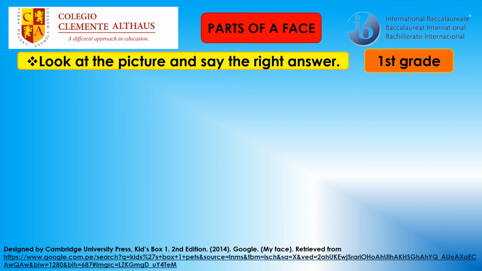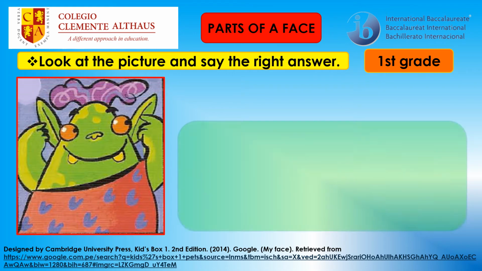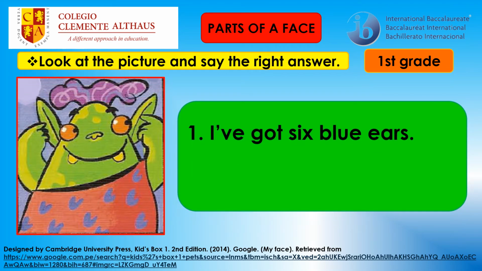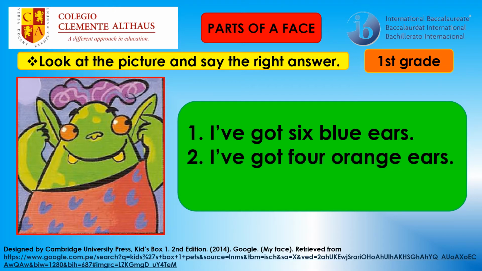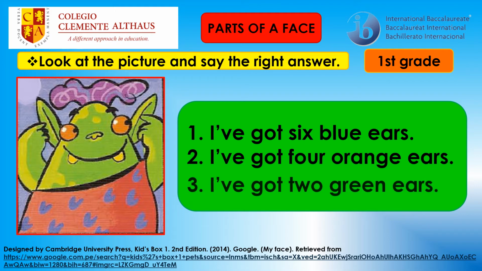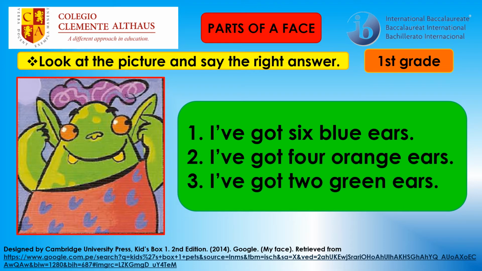Part of a face. Look at the picture and say the right answer. Number 1. I've got 6 blue ears. Number 2. I've got 4 orange ears. Number 3. I've got 2 green ears.